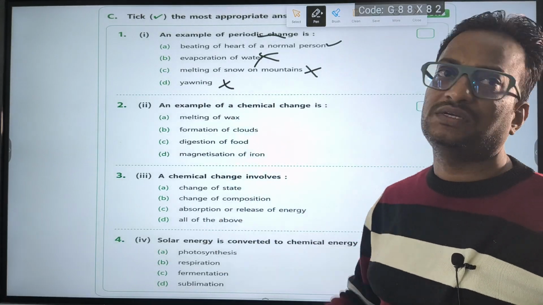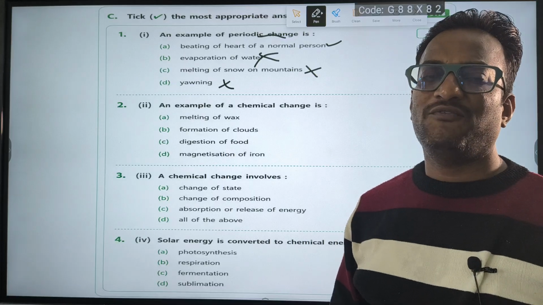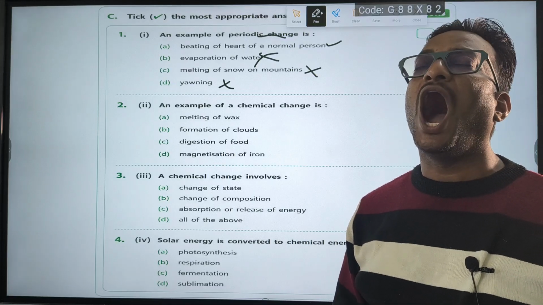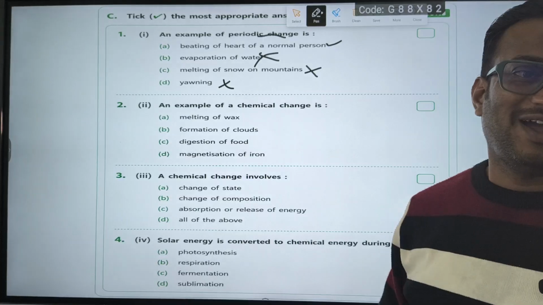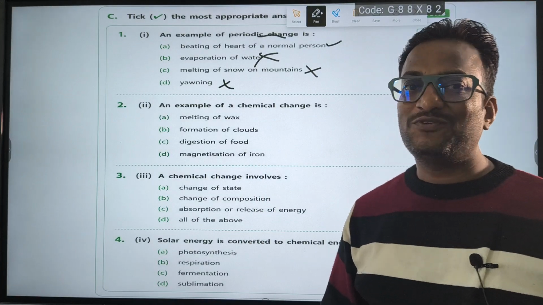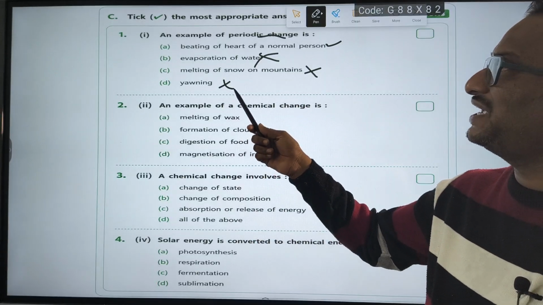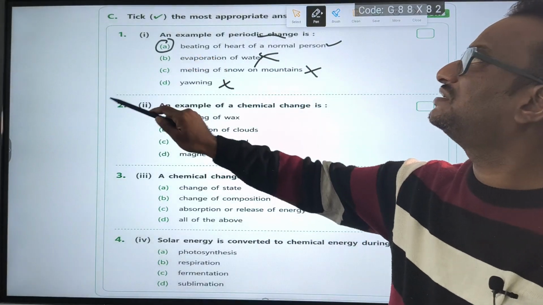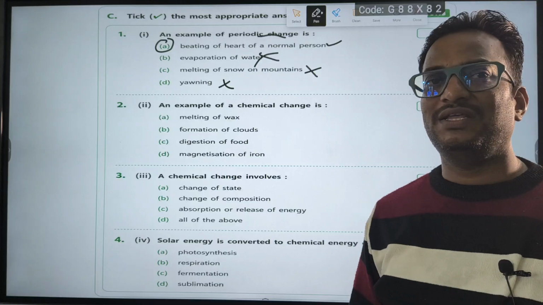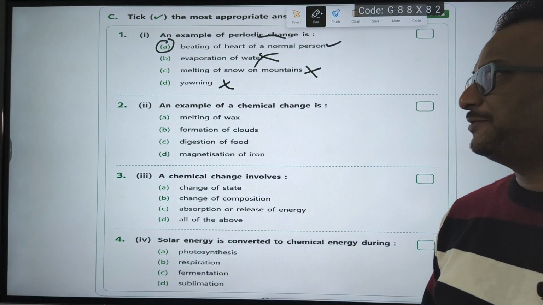Yawning, in Telugu, avlinta. While you get sleepy, you are going to get it, it is called yawning, right? Yawning means avlinta. So it won't happen regularly. Occasionally it will come. All these three come occasionally. So the correct answer is periodic change. It should happen regularly, that is heartbeat.